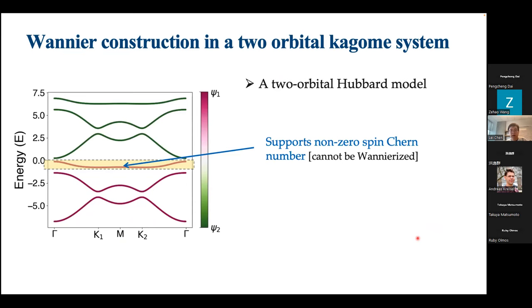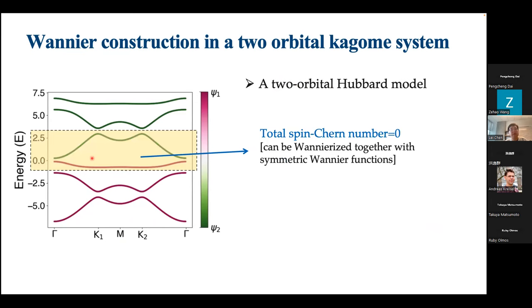We know that in a one-orbital model defined on the kagome lattice, you would have this flat band for which you cannot find a well-defined Wannier orbital. Therefore we consider a model which is actually a two-orbital model defined on this kagome lattice, and we combine these two bands, one of the flat band and also one of the dispersive band from the other orbitals. What we found is that if we add up the spin Chern numbers of these two orbitals together, it is zero, and of course we also check the constraint from the crystalline symmetry. And it tells us that actually we can Wannierize these two orbitals together. And this is exactly what we do.